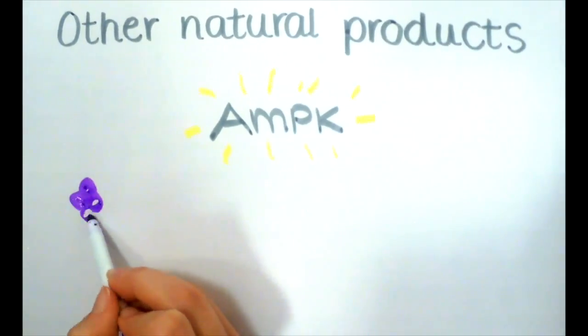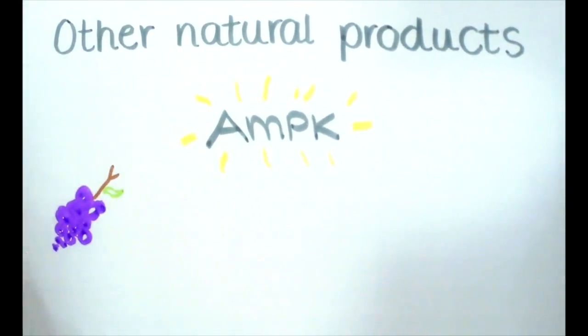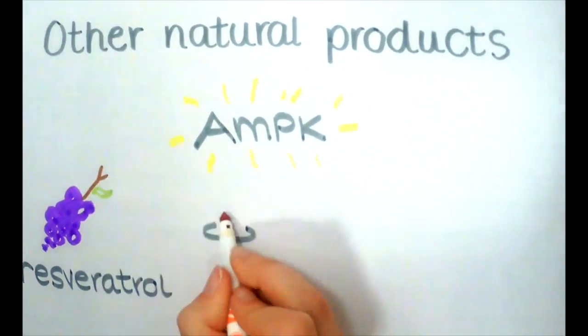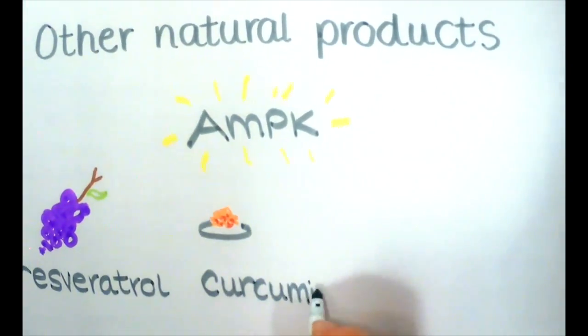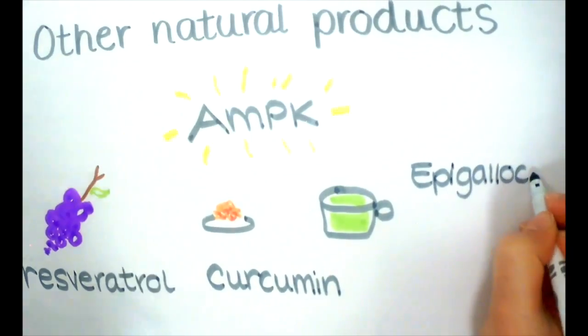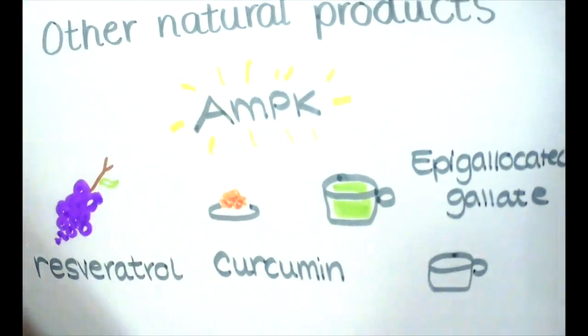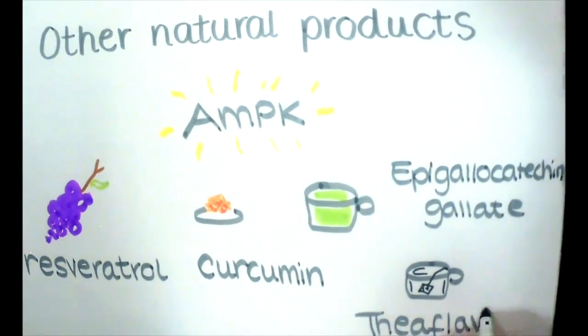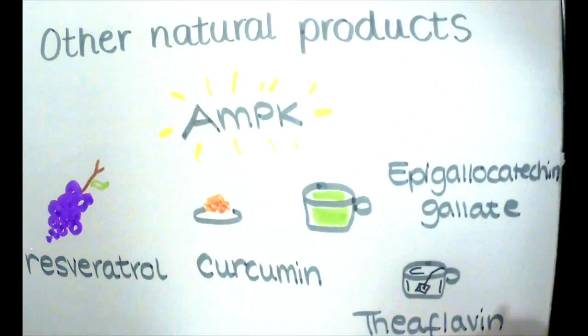Some other natural products that can activate AMPK indirectly are resveratrol from red grapes, curcumin from curcuma, also present in beloved curry spice, epigallocatechin gallate, basically a substance from green tea, and theaflavin from black tea. And there are many more. At low doses, these natural products have a positive effect on type 2 diabetes and metabolic syndrome. At high doses, however, these products can act as mitochondrial poisons.